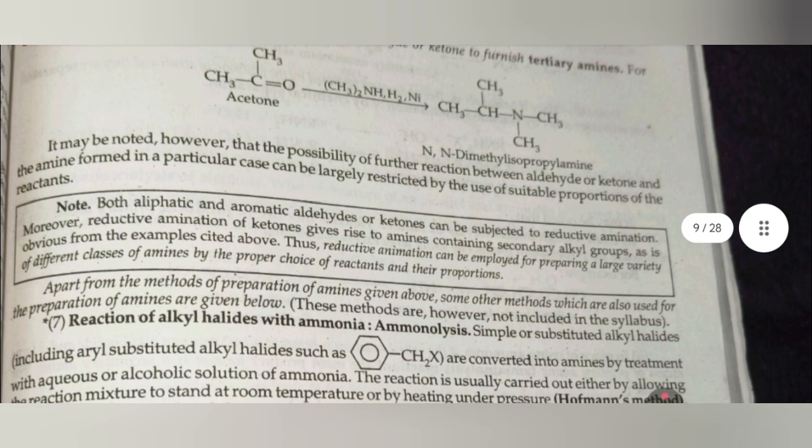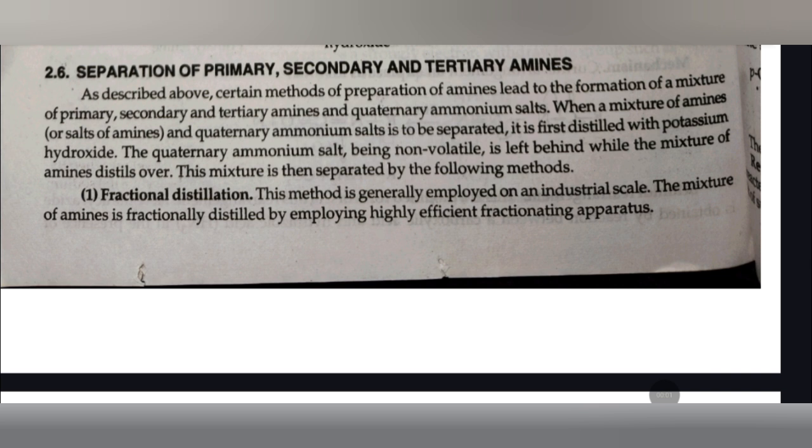It may be noted, however, that the further reaction between the aldehyde or ketone and the amine formed in a particular case can be largely restricted by the use of suitable proportions of the reactants. Note: both aliphatic and aromatic aldehydes or ketones can be subjected to reductive amination. Moreover, reductive amination of ketones gives rise to amines containing a secondary alkyl group, as is obvious from the example cited above. Separation of primary, secondary, and tertiary amines.